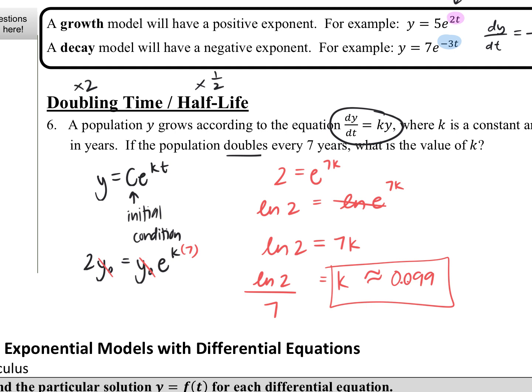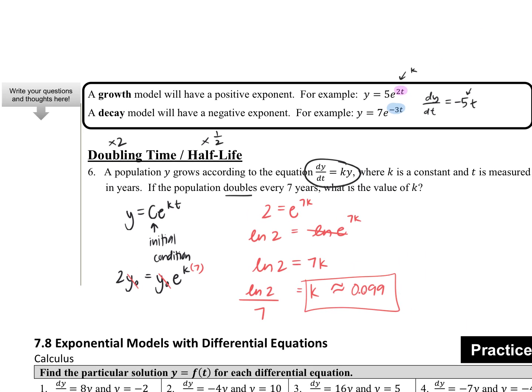Okay, if this was a half-life problem, it would say that the population decreases by half or something like that every 7 years. So this would then equal, instead of 2 on this side, I would have 1/2, right? Because we're decreasing our population. Okay, does that make sense?